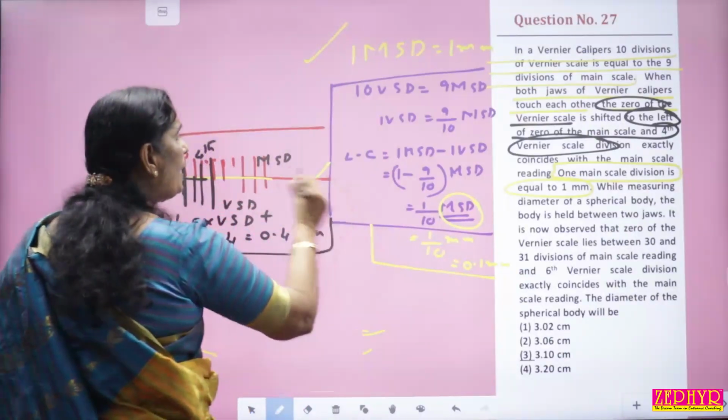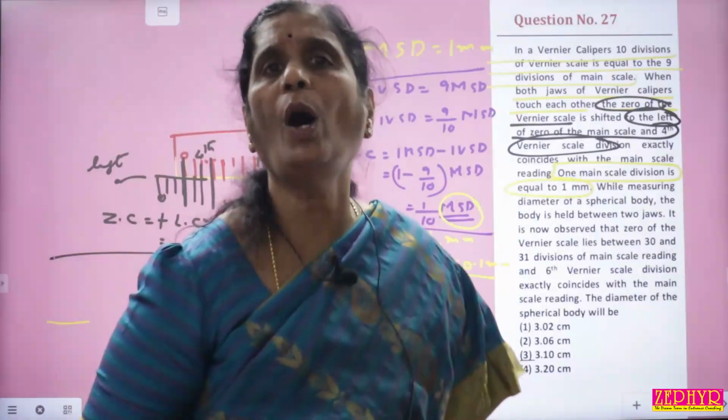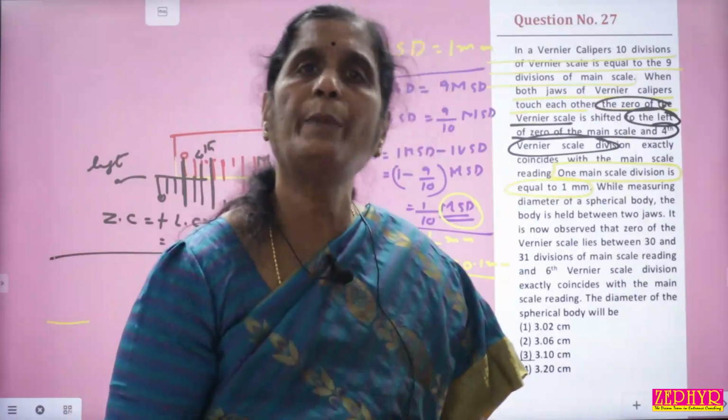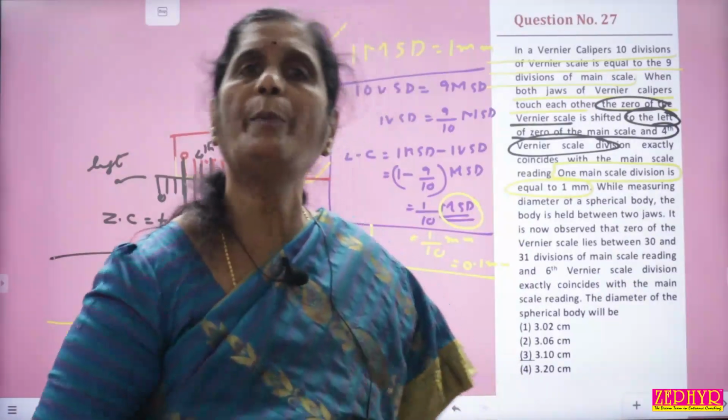First part, second part, third part. After that, what do you have to do? Fourth part. Now you have to keep the object and take the MSD, and take the coincidence once again. Again you have to apply the formula.